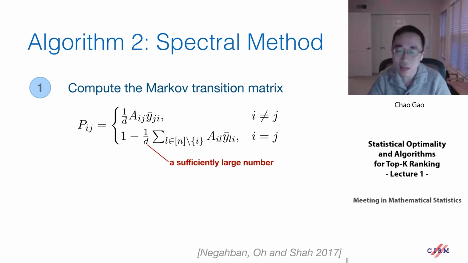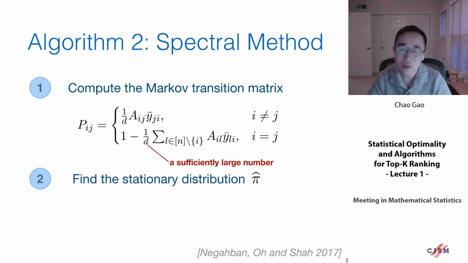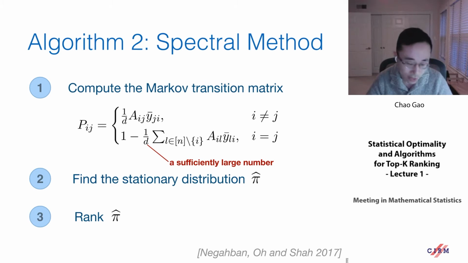In the second step, you can compute the stationary distribution. Let's call it pi hat. The stationary distribution of the Markov transition matrix is pi hat. It is an n-dimensional vector, and then we can rank all the players according to the n entries of the stationary distribution. So we can obtain the top K ranking result.